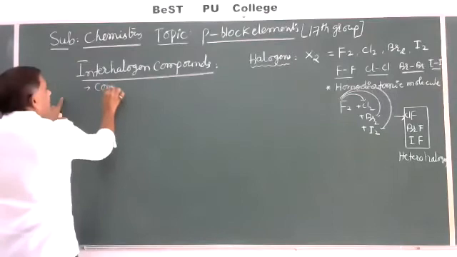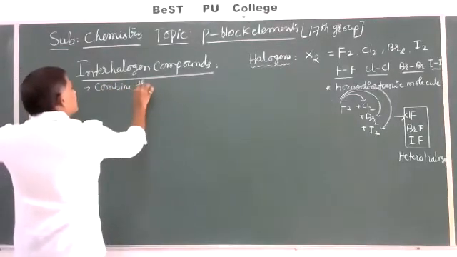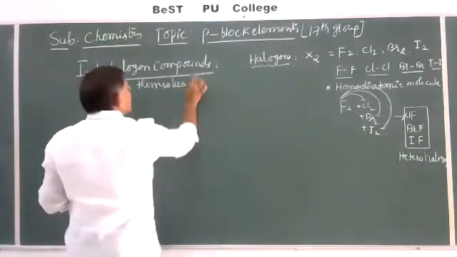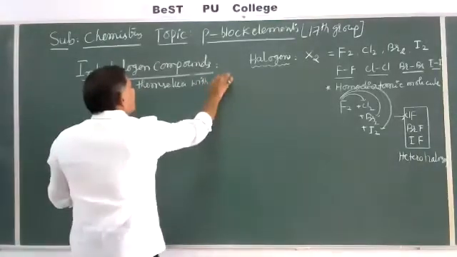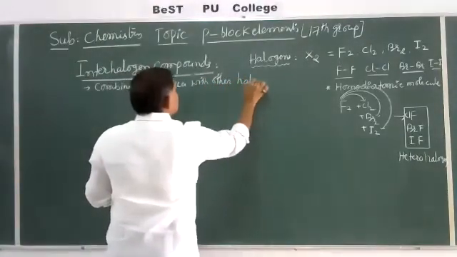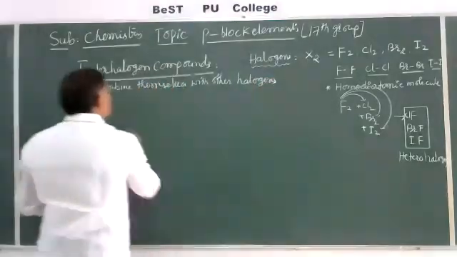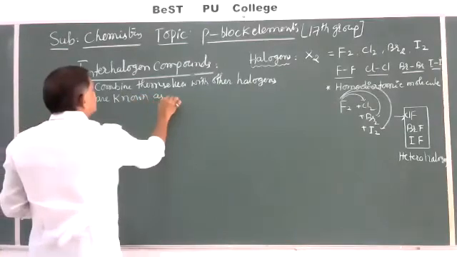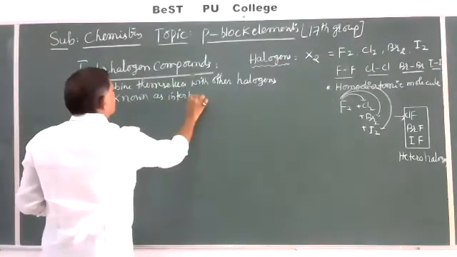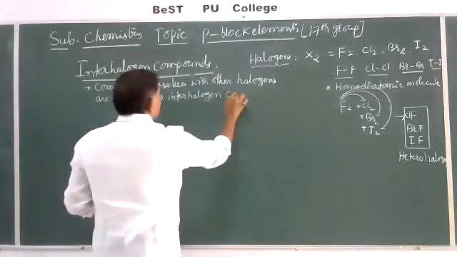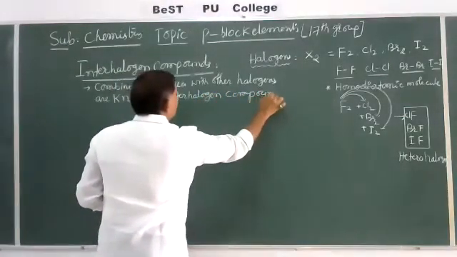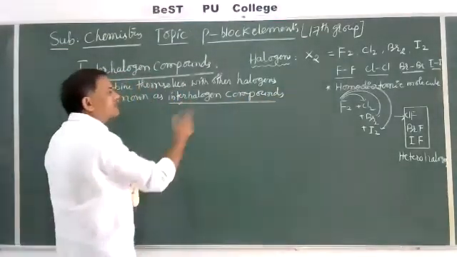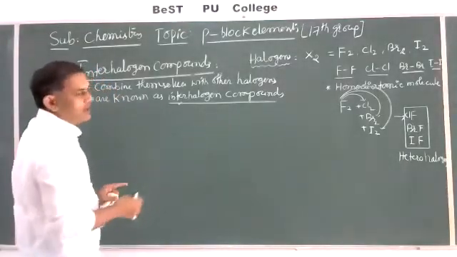So when halogens combine with other halogens, they are known as interhalogen compounds. We simply know halogens, but here interhalogen compounds. Inter means combining with the same group elements, with other halogens.